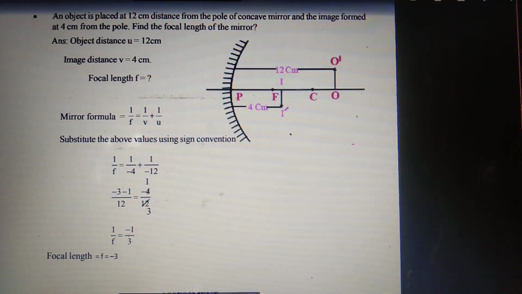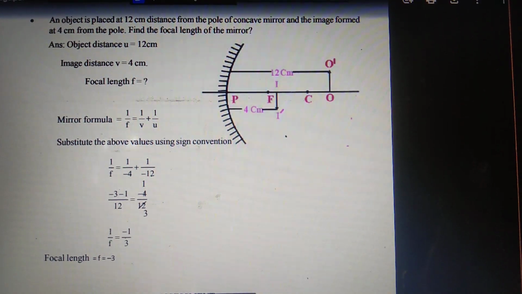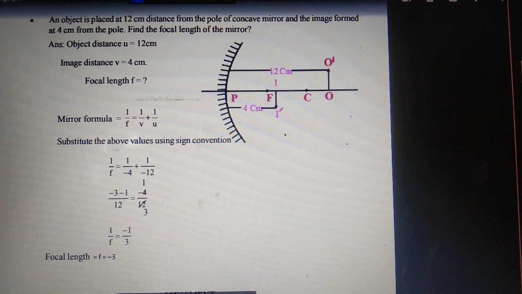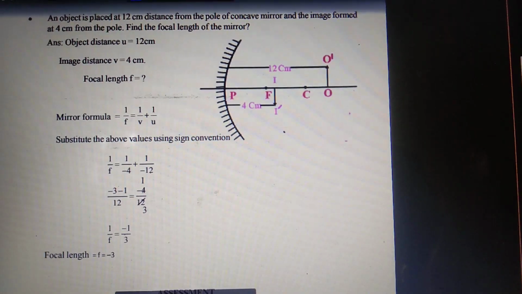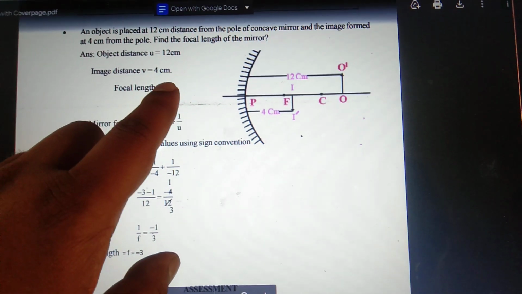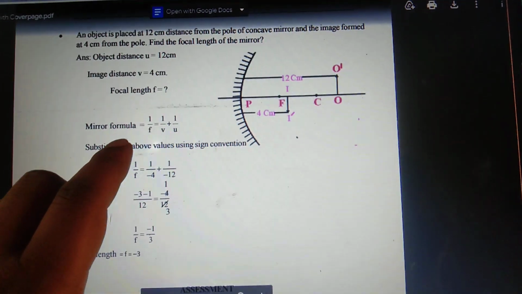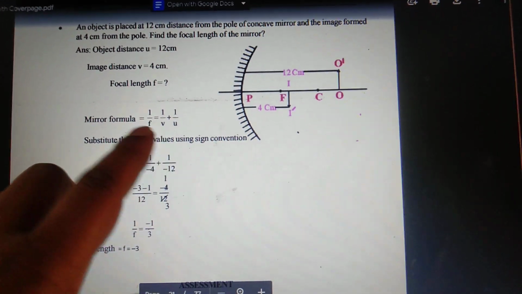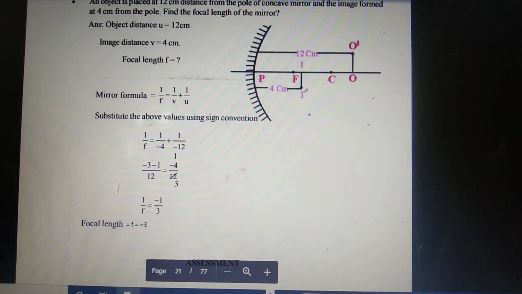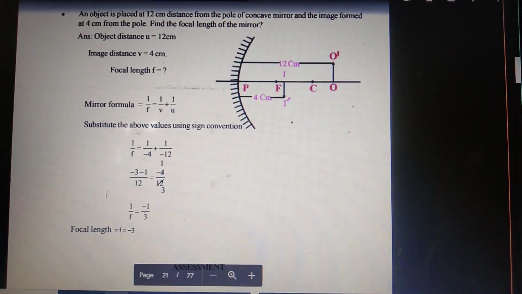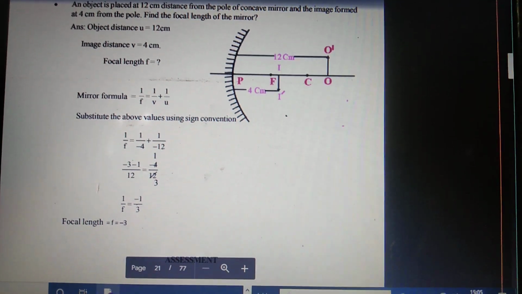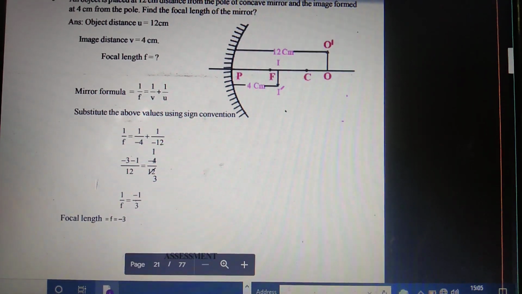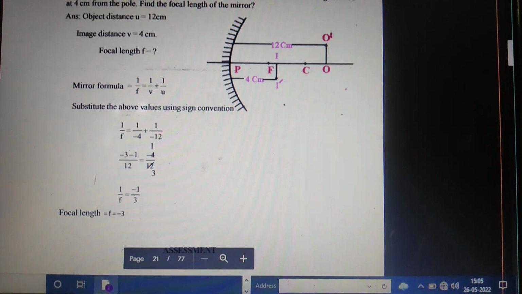Next question: an object is placed at 12 cm distance from the pole of a concave mirror and the image is formed at 4 cm from the pole. Find the focal length of the mirror. Children, here the object distance is given as 12 cm and the image distance as 4 cm, and they are asking to find the focal length. So we need to use the mirror formula, 1 by f equal to 1 by v plus 1 by u. According to sign convention, for a concave mirror, object distance will be negative and image distance will also be negative. So 1 by f equal to minus 1 by 4 plus minus 1 by 12.